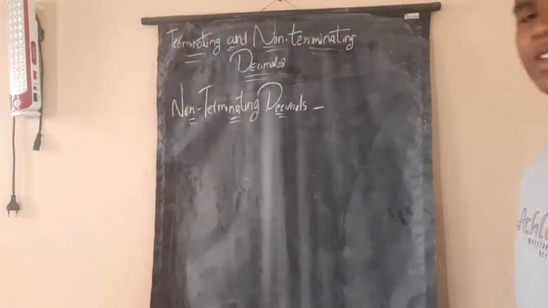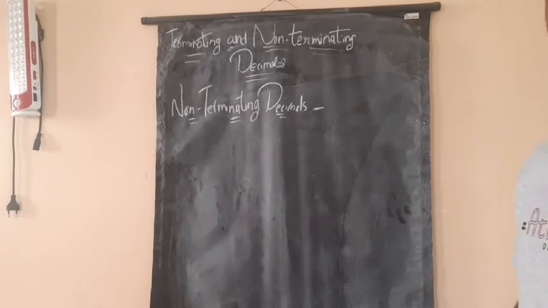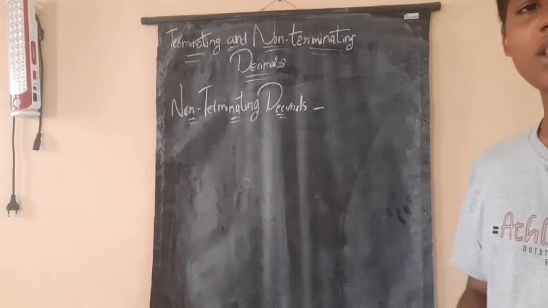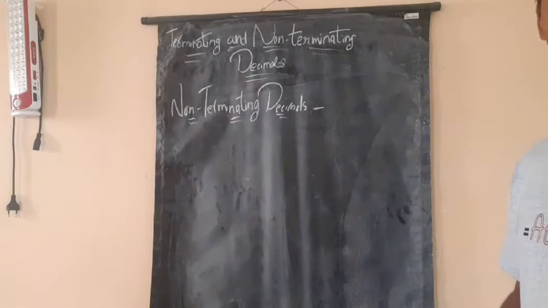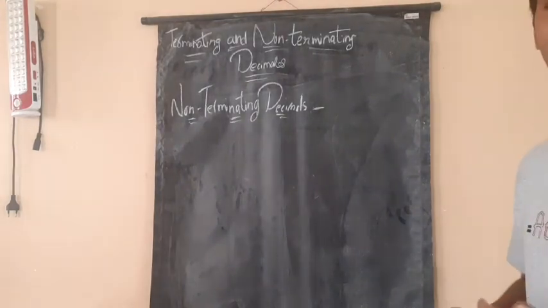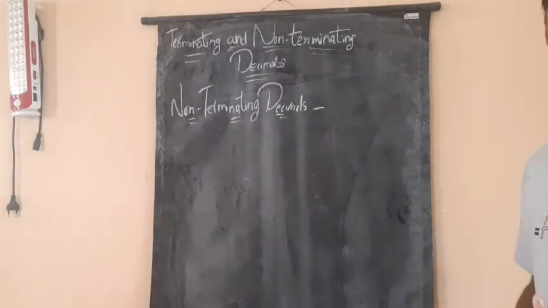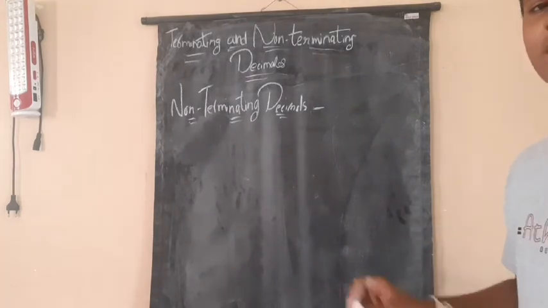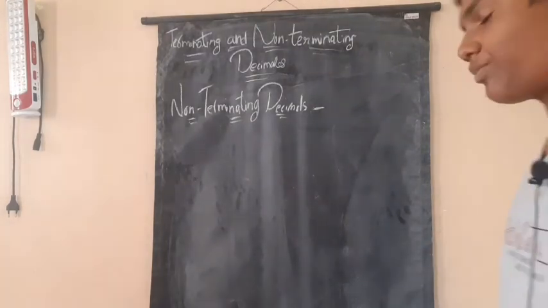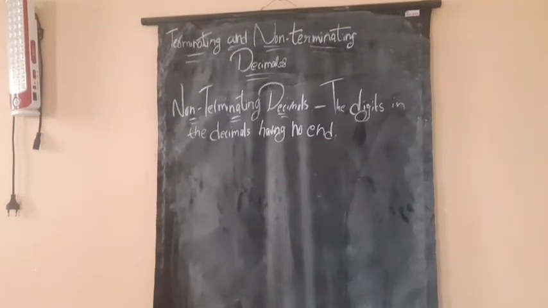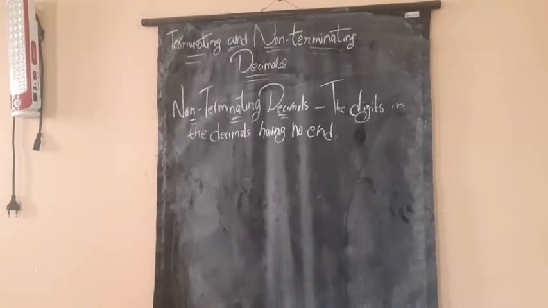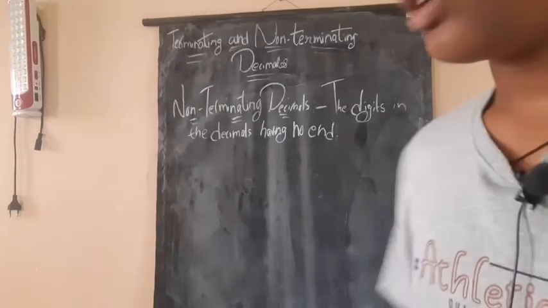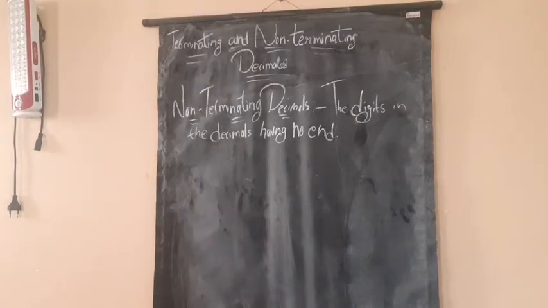Not a big difference from terminating, but still some difference. The digits in the decimals having no end means the decimal is not completed; we are still calculating and it is still going on. The definition: the digits in the decimals having no end. Now take some examples of non-terminating decimals.